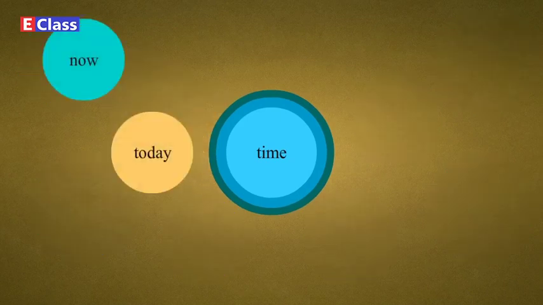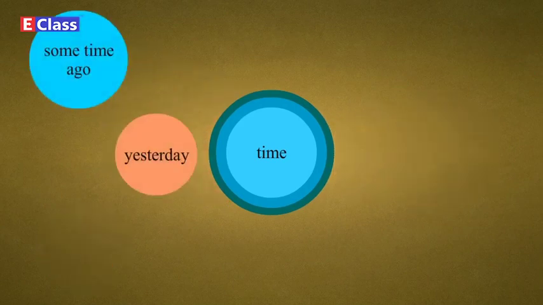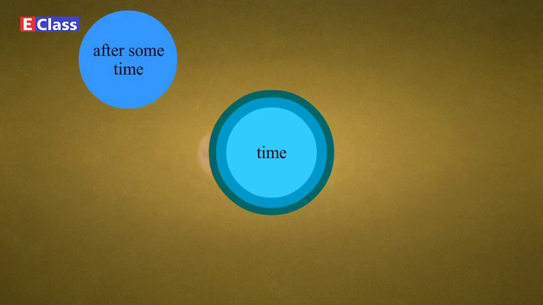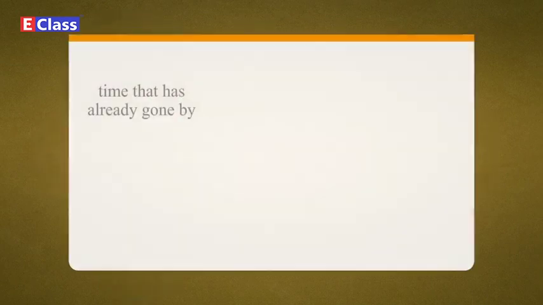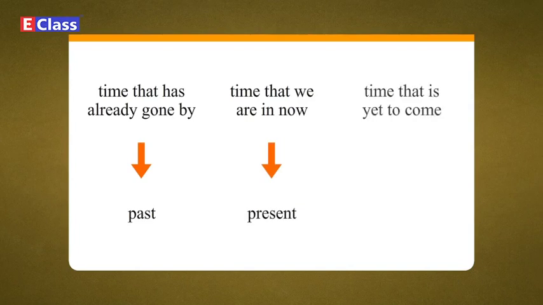Now, today, and this year are terms that indicate the present. Some time ago, yesterday, and last year are terms that indicate the past. After some time, tomorrow, and next year are words that indicate the future. The time that has already gone by is the past. The time that we are in now is the present. The time that is yet to come is the future.